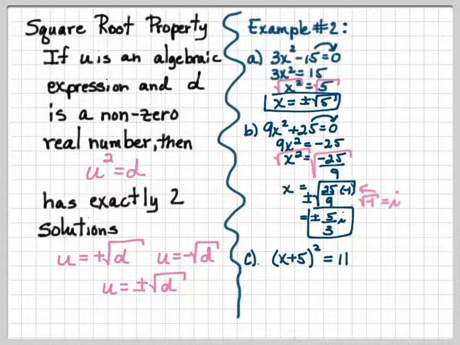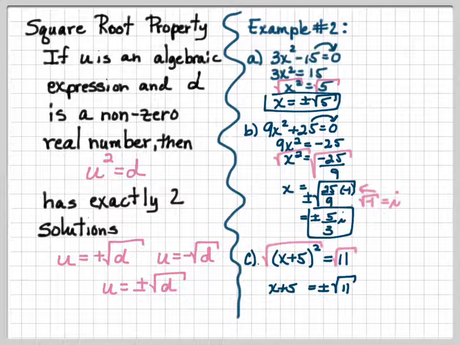All right, the next one is (x plus 5) squared equals 11. Well, you already have your squared term by itself on the left-hand side, even though it's more than just a variable. It is an expression. x plus 5 is an expression, and that's what we call u. So if we take the square root of both sides, we have x plus 5 equals plus or minus the square root of 11, which means x equals negative 5 plus or minus the square root of 11.